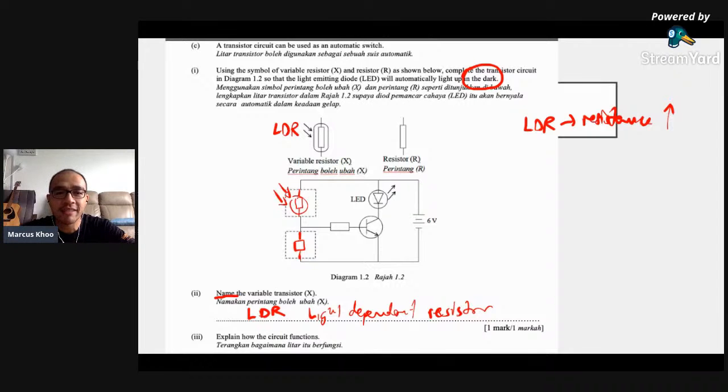Okay, does resistance go up when it is dark or bright? Okay, so actually it should be down, because we want it to light up in the dark. It should be down here. The LDR should be here, and the resistor should be here.